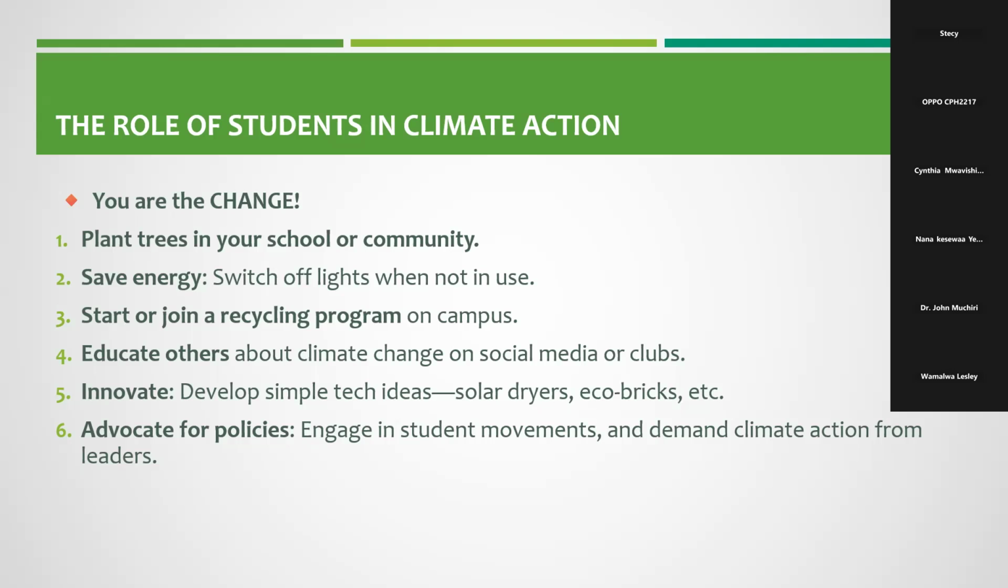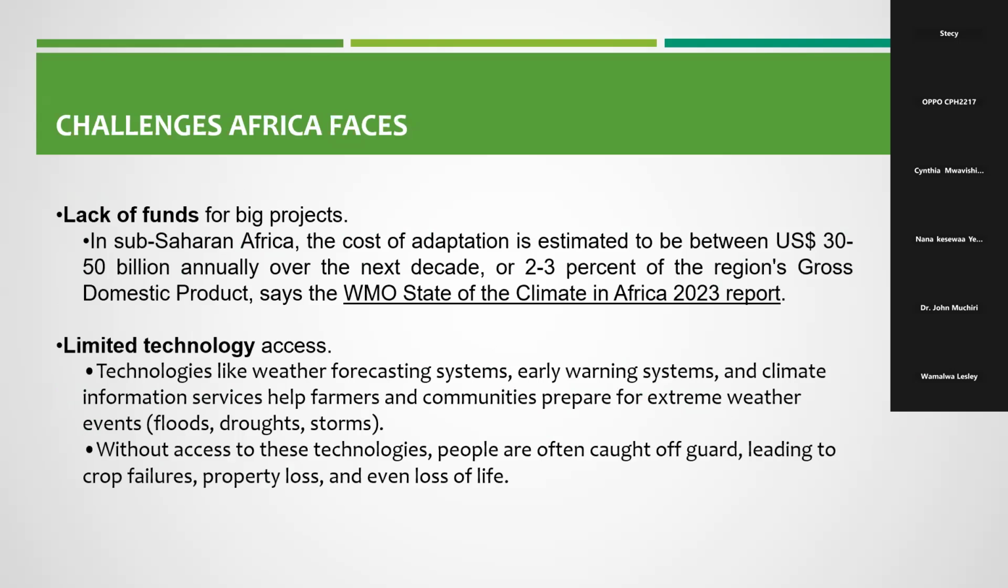You understand that? And then we also talk about innovation, coming out with some simple technologies. These days, we talk about eco bricks. There are certain bricks, instead of using the normal cement and the rest. Remember that this cement is produced from a factory that is using fossil fuel. Is it possible we can produce blocks or bricks? That is what we call eco bricks. I will show you some pictures shortly. And then we also talk about advocating for policies, engaging in student movements, and what have you. So take note of this.